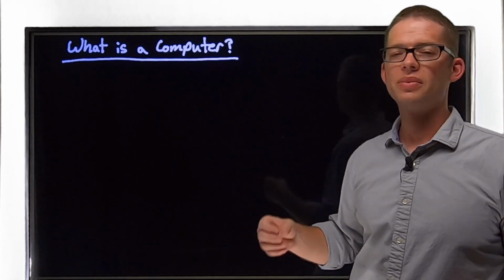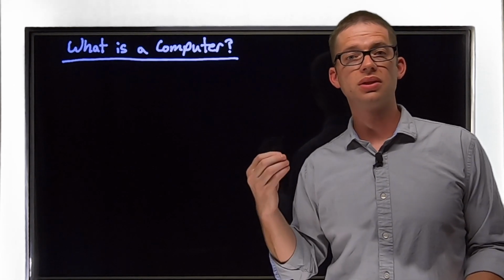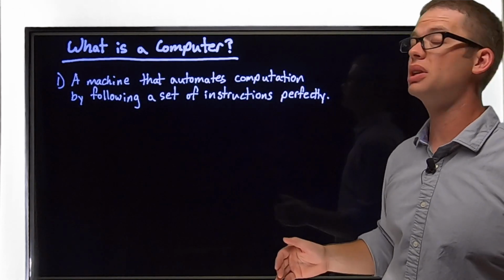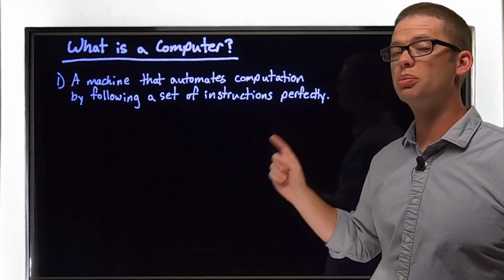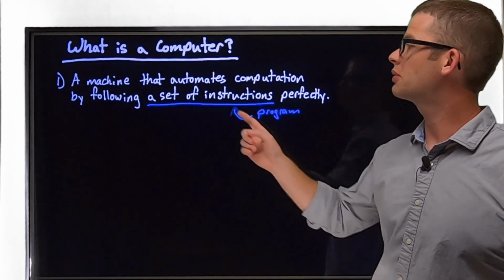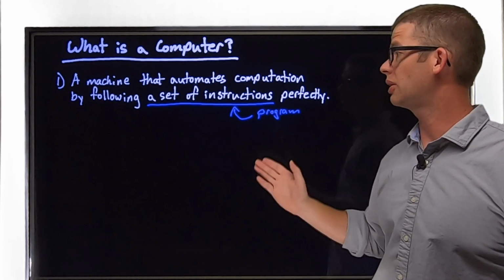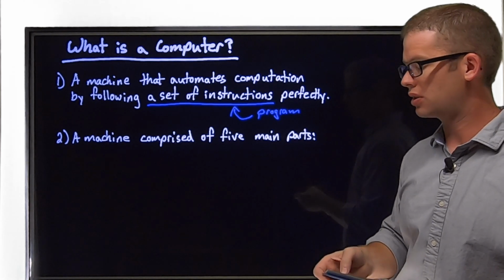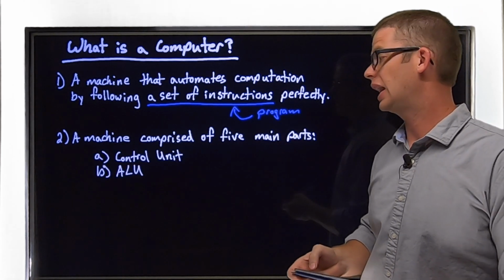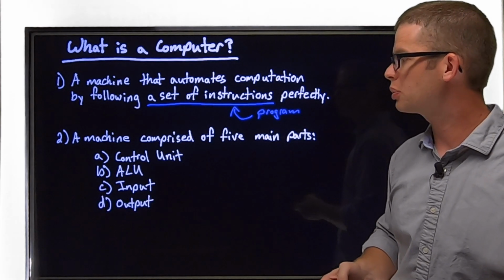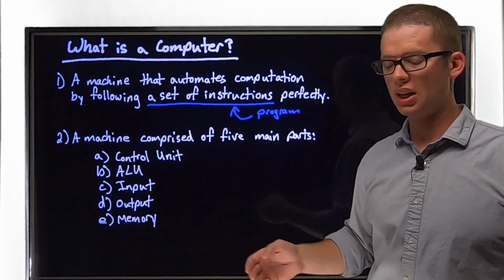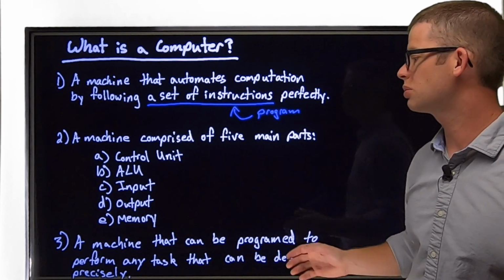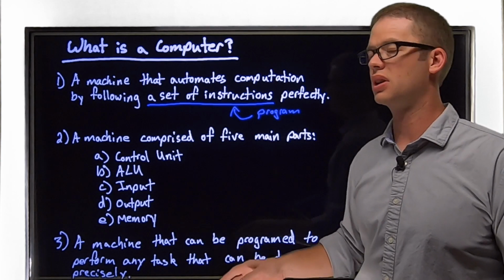Okay, so let's recap. What is a computer? We've come up with 3 answers to 3 questions to answer this question. Firstly, a computer is a machine that automates computation by following a set of instructions perfectly. We should note that we often refer to that set of instructions as a program. Secondly, a computer is a machine comprised of 5 main parts, specifically a control unit, an ALU, input, output, and memory circuits. And finally, a computer is a machine that can be programmed to perform any task that can be described precisely.